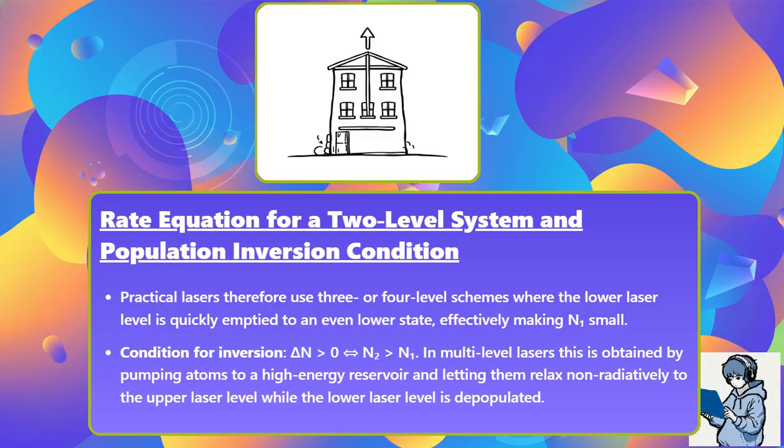Condition for inversion: delta N greater than 0 if and only if N2 greater than N1. In multi-level lasers, this is obtained by pumping atoms to a high-energy reservoir and letting them relax non-radiatively to the upper laser level while the lower laser level is depopulated.